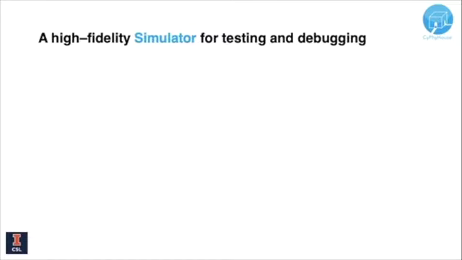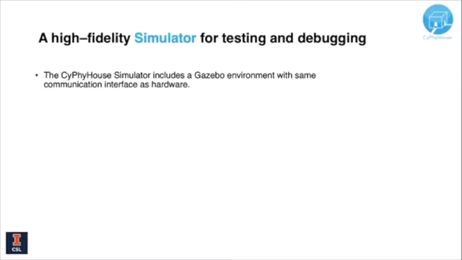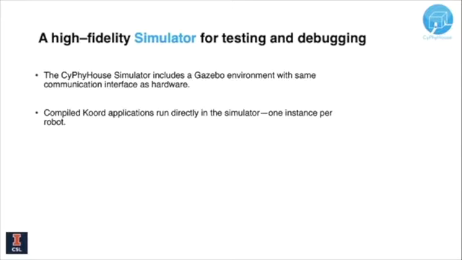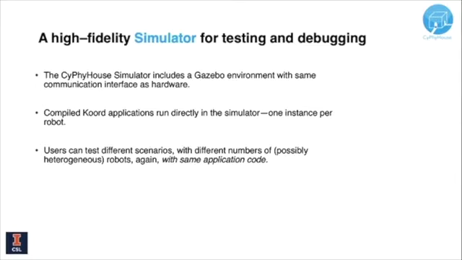CyPhyHouse comes with a high-fidelity simulator, including a Gazebo environment and the same communication interface as the hardware. The simulator runs the compiled quad applications directly with one instance for each robot. The same application code can be tested with multiple scenarios by simply changing the configuration file.